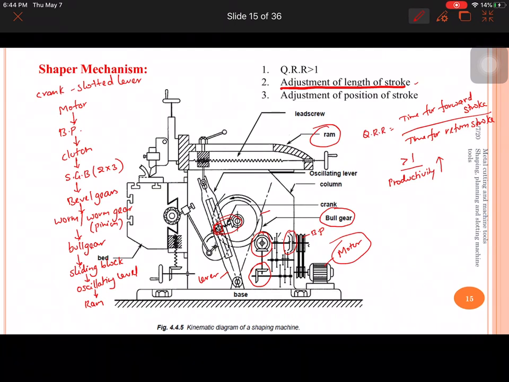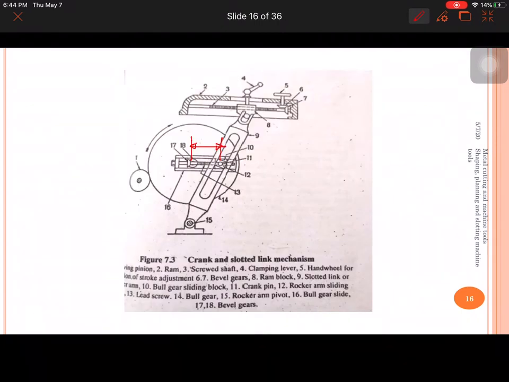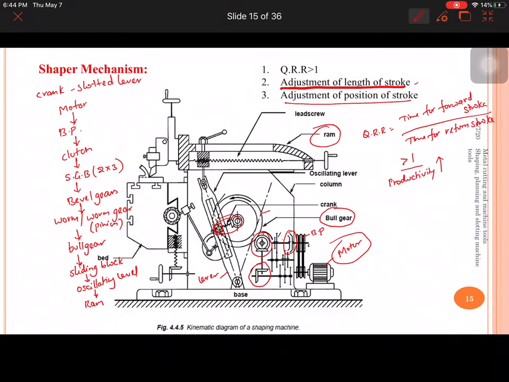Next one is how to adjust the position of stroke. That is explained here. Here if you rotate this particular handle, then the motion is transferred to this screw by using the set of bevel gears, and you can see this is the nut which is attached to the oscillating lever, and the position of this particular nut will decide the position of stroke.